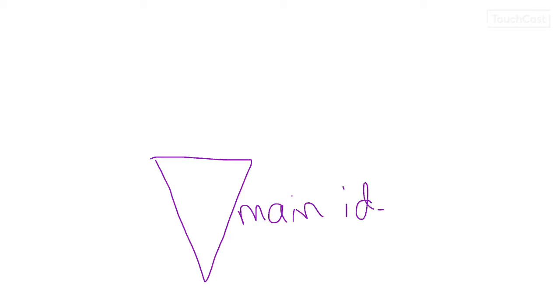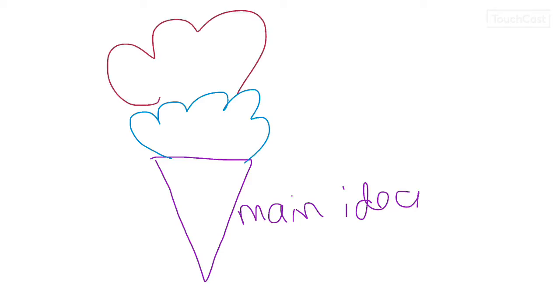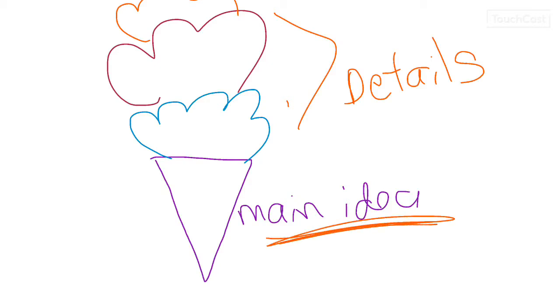When we do main idea this week, we're going to think of it as an ice cream cone. The ice cream cone is the most important part because it holds up all of the ice cream. That's going to be our main idea. And then each scoop of ice cream, these are terrible scoops, I'm sorry, is or are different details. So all of these will be details. Without the main idea, though, you would not be able to have an ice cream cone. So think about that. Main idea is the most important part. It holds up and supports all the details.